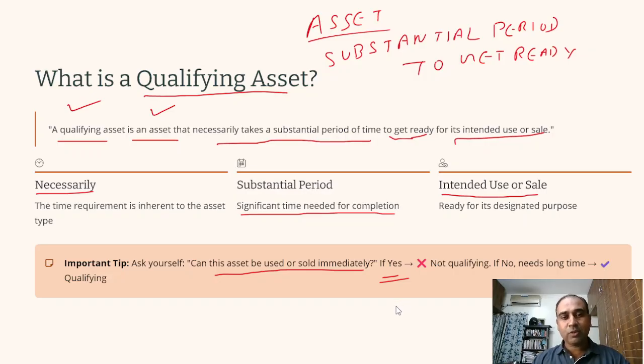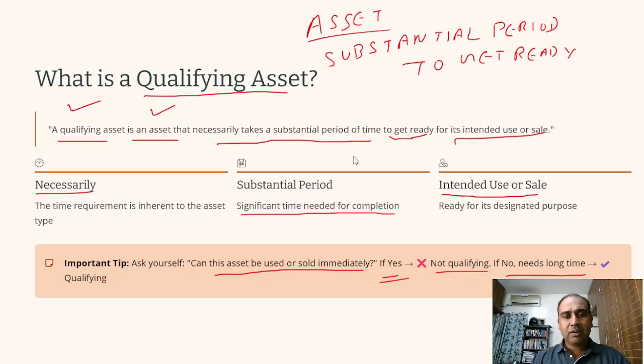That means the asset is already ready for its intended use. It is not a qualifying asset. That means the loan or the interest component on the car cannot be capitalized as a borrowing cost. Clear? So it is not a qualifying asset if the answer is no, it does not need a longer time. So again, coming to the definition, I am spending more time on the definition so that it is very clear. A qualifying asset is an asset that takes a substantial period of time, that means it takes a longer period of time to get ready.